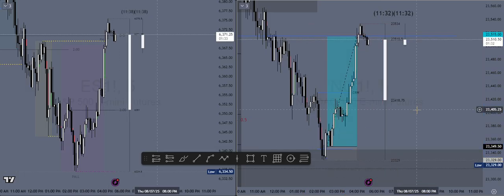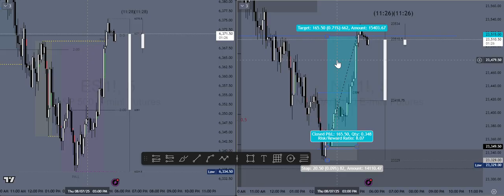This would have been your guys' trade if you guys were bullish for today. But I like to think on the higher time frame narrative, I want to see some bearish momentum continuation.